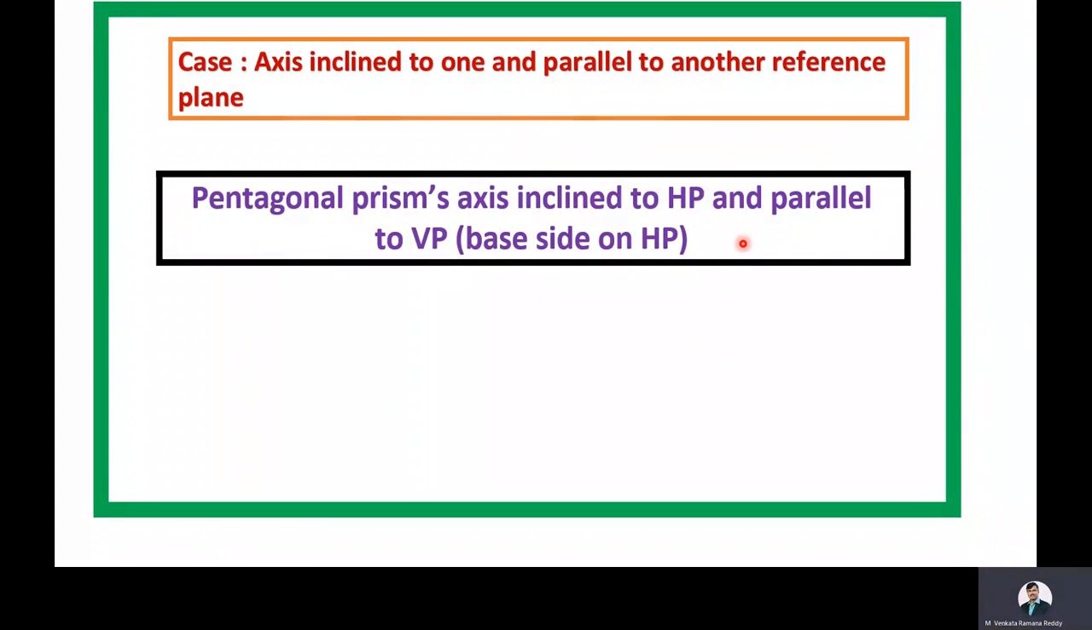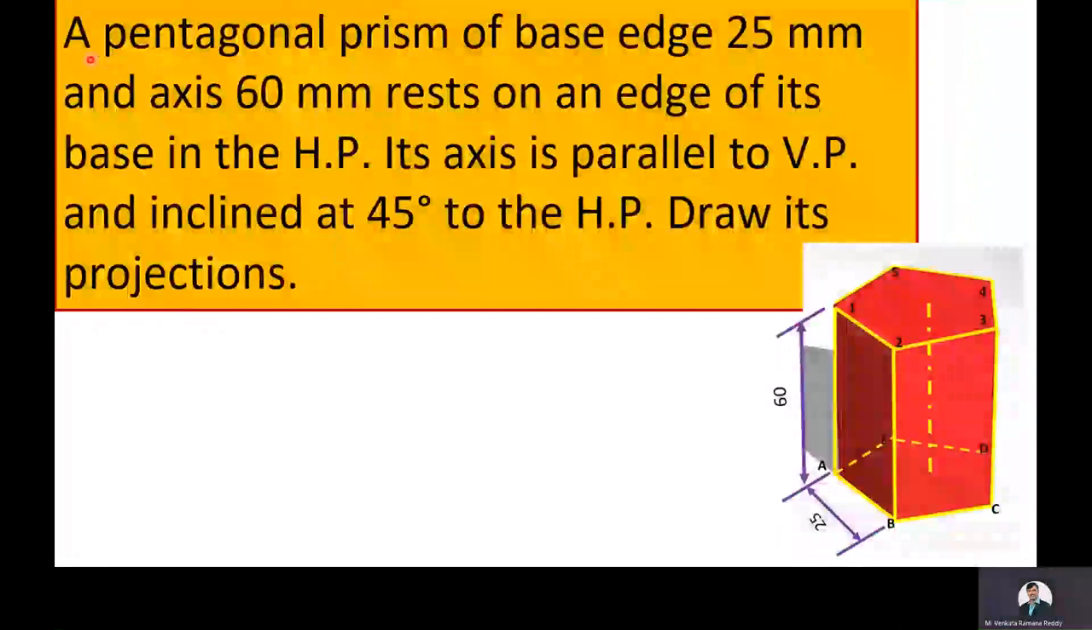Now we'll enter into the problem. The given problem is a pentagonal prism of base edge 25 mm and axis 60 mm rests on an edge of its base in the HP. Its axis is parallel to VP and inclined at 45 degrees to the HP. Draw its projections. Now we'll extract the data from this problem.